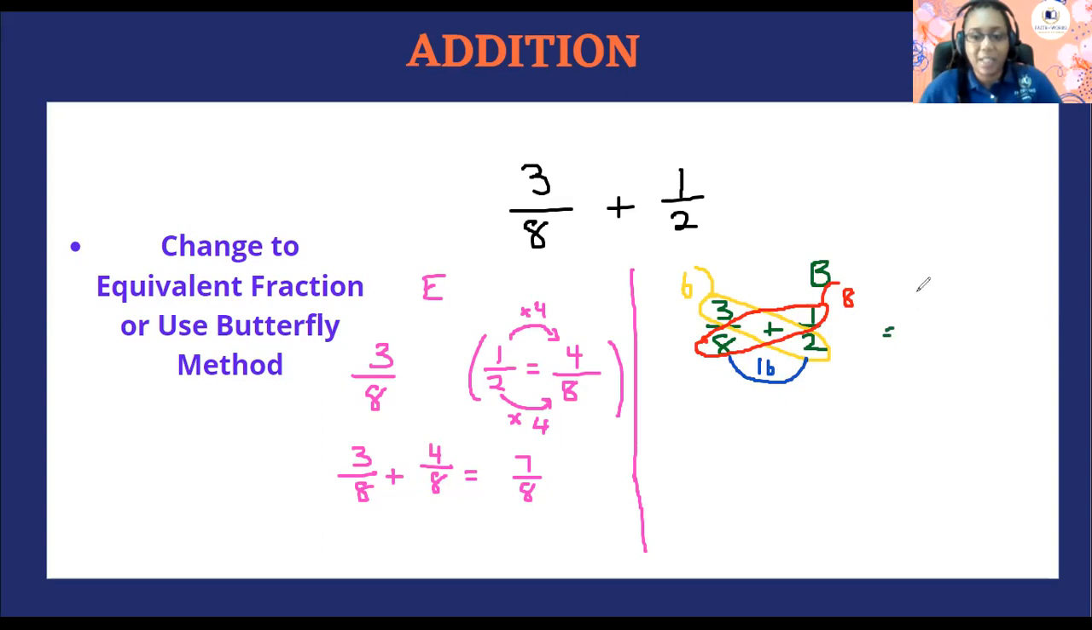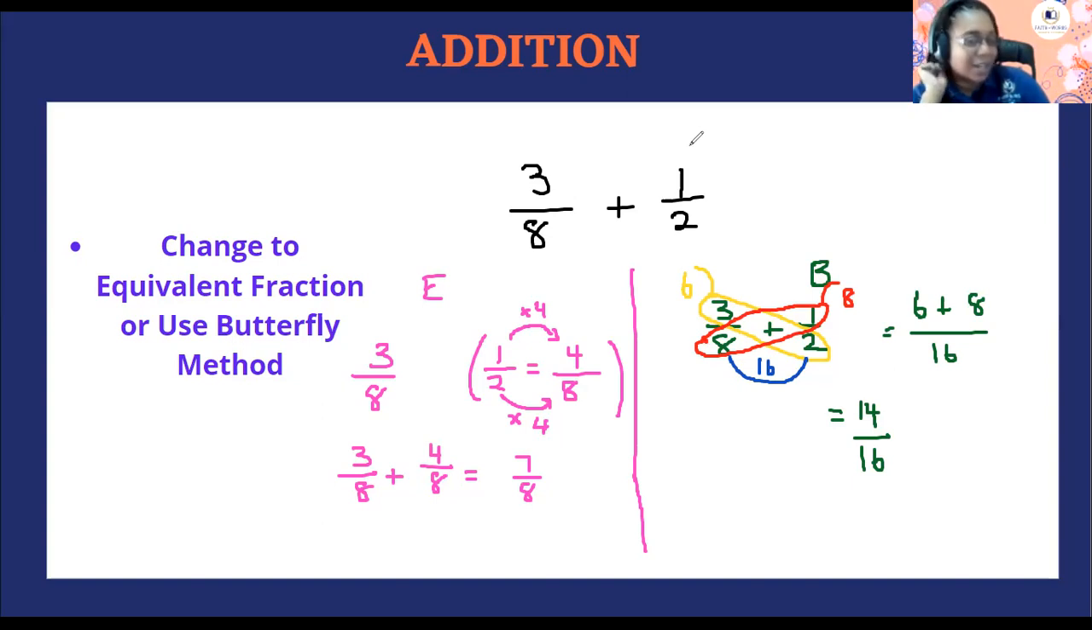So 6 plus 8 over 16. 6 plus 8 will give us 14 over 16, but we're not done. Tariq, this is where reducing comes in. Reduce and simplify. So we're going to look for what number we can divide both 14 and 16 by. We're thinking of multiples now. Can you think of a number that could go into 14 and 16 without a remainder, Tariq?